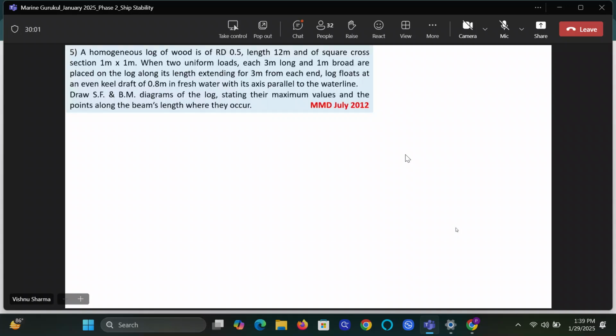Then we know the weight of the cargo. How do you know the weight of the cargo? Tell me. Where is it given? Okay, 3 into 1. Okay, where is the weight of the cargo given? 3 into 1 into 0.5. What 0.5? Is it the RD of the cargo? Read the question. Okay, it's a wood. That's why I got confused.